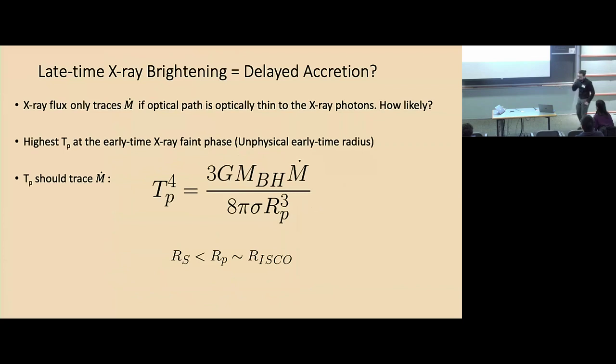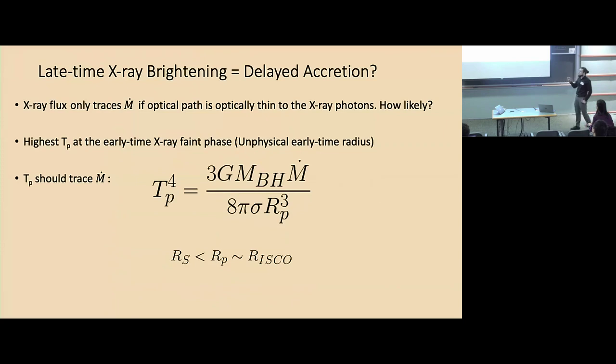So one thing we can ask is whether this late-time X-ray rebrightening means that there's a delayed accretion, right? If you just think that the X-ray luminosity follows the accretion rate, then that's the easiest explanation. One thing we can ask is whether the X-ray flux is actually tracing the accretion rate, because that's only happening if the optical path to the X-rays is optically thin. If you have something in the way, then that's not true anymore. Another thing, as I said, the early-time radius seems to be unphysical, so there's something happening here. And the temperature is higher at early times.